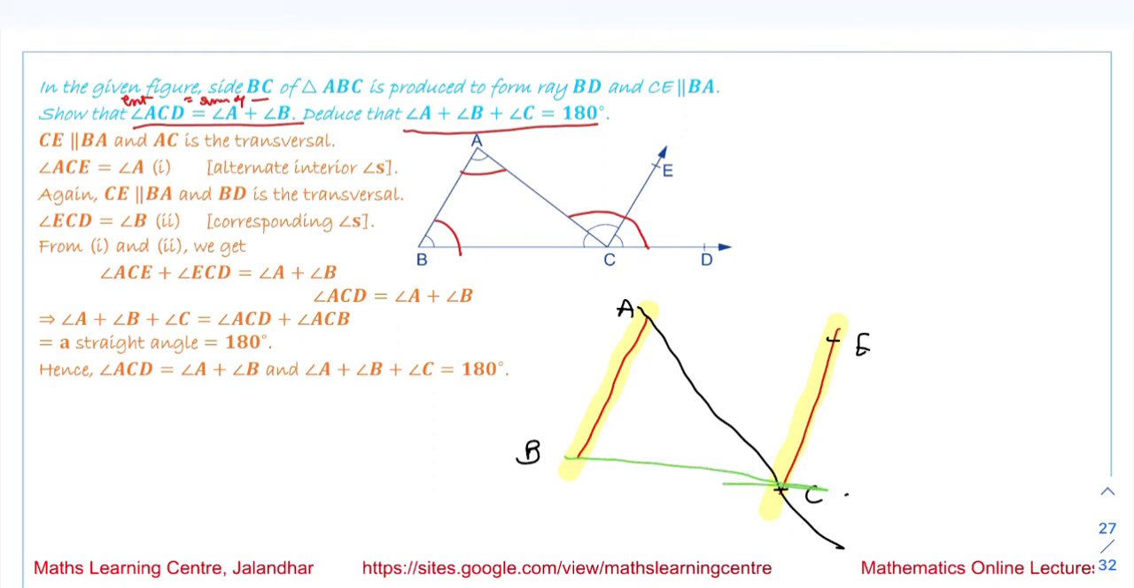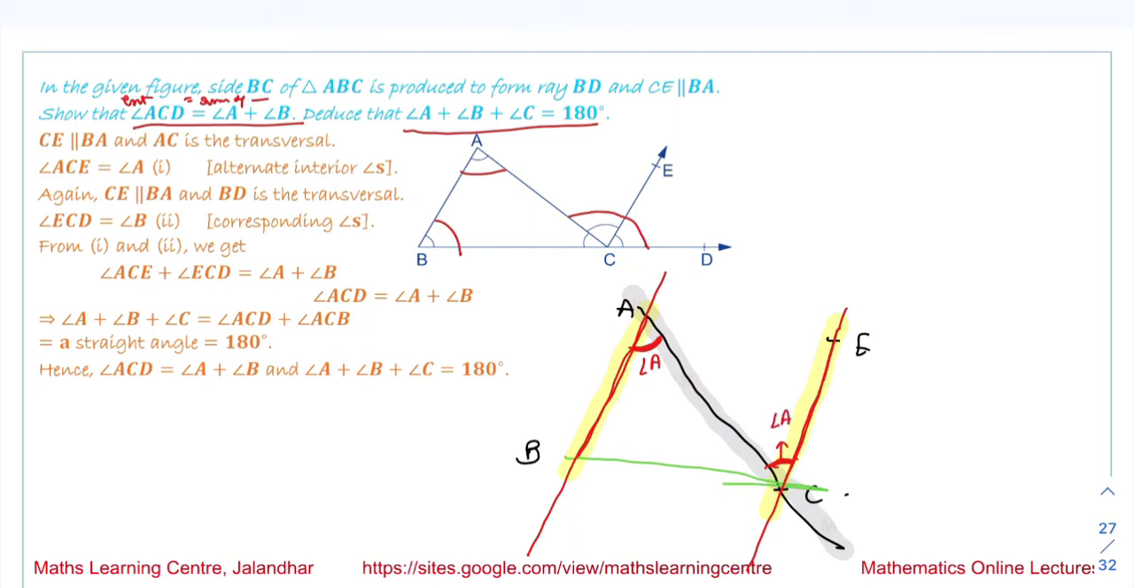So when we are considering AC as the transversal, this angle A over here is equal to the angle ACE. We are saying these are two parallel lines. This is one line, this is the second line, this is the transversal. So both these angles are equal. This is also equal to angle A.